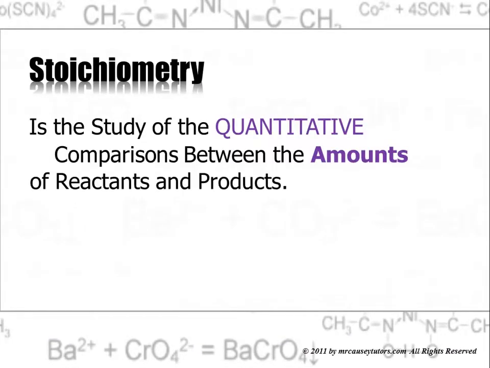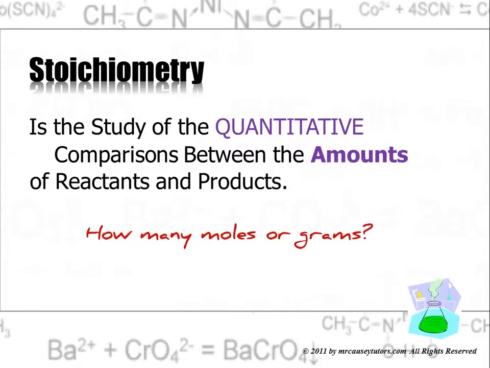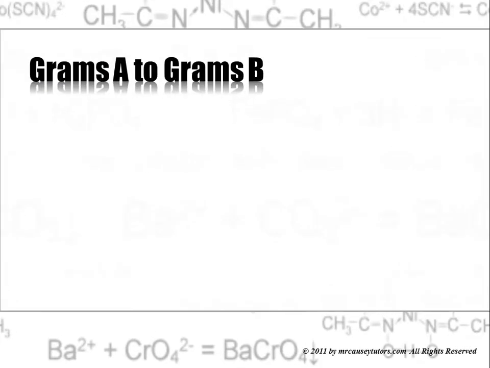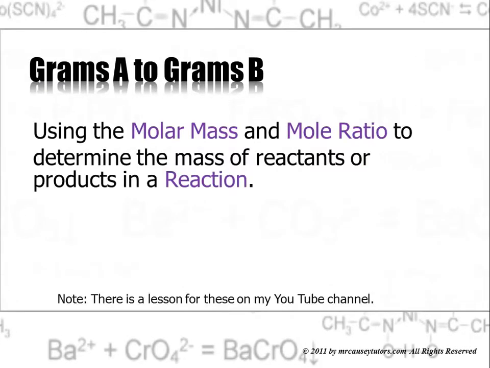Stoichiometry is the study of the quantitative comparisons between the amounts of reactants and product. Now note that's quantitative, not qualitative. This is numbers and it's math. So we want to know how many moles or grams we're dealing with, and we're going to use molar mass. We're going to use mole ratio to help us determine these things. And if you're not sure about molar mass or the mole ratio, be sure to go and check out the lessons on the YouTube channel. I know it sounds like a broken record, but that's where the lessons are.